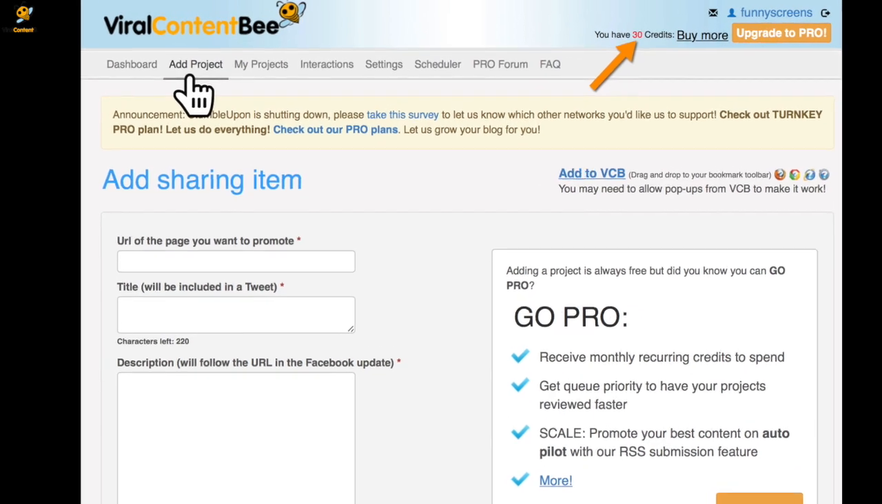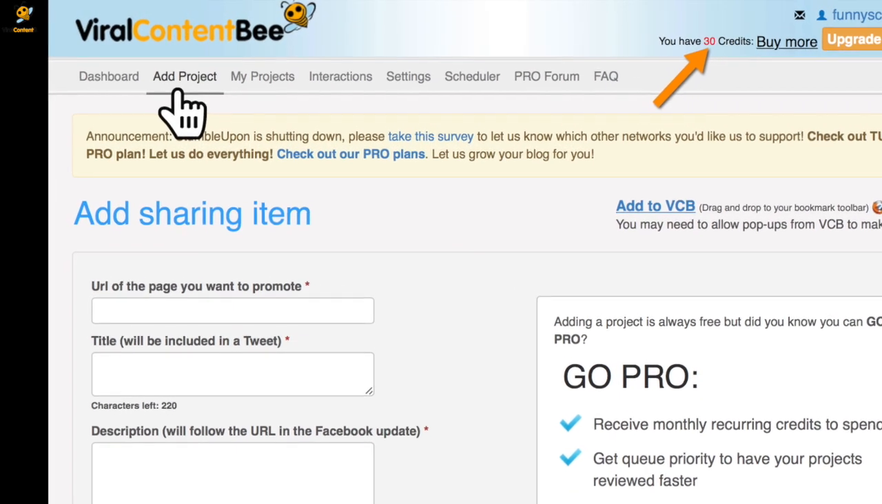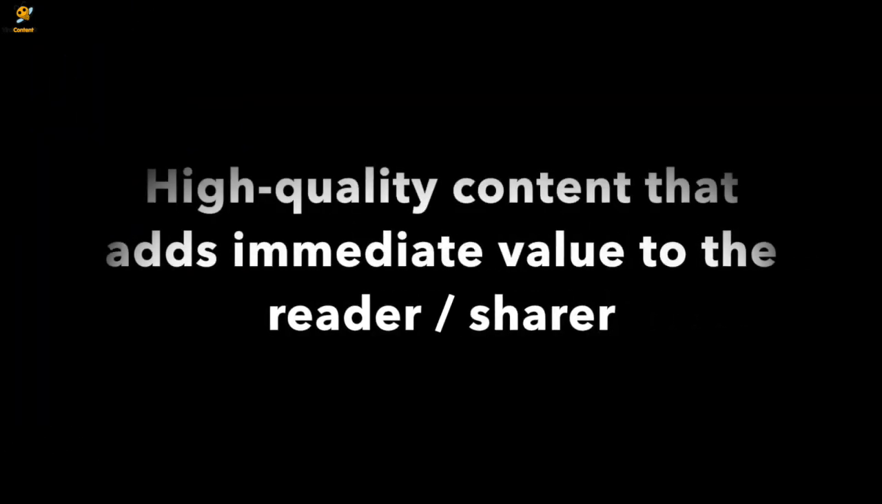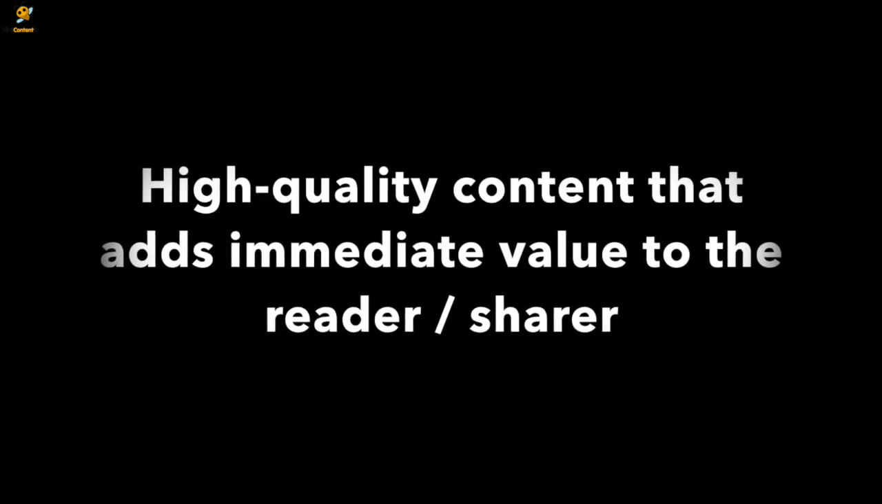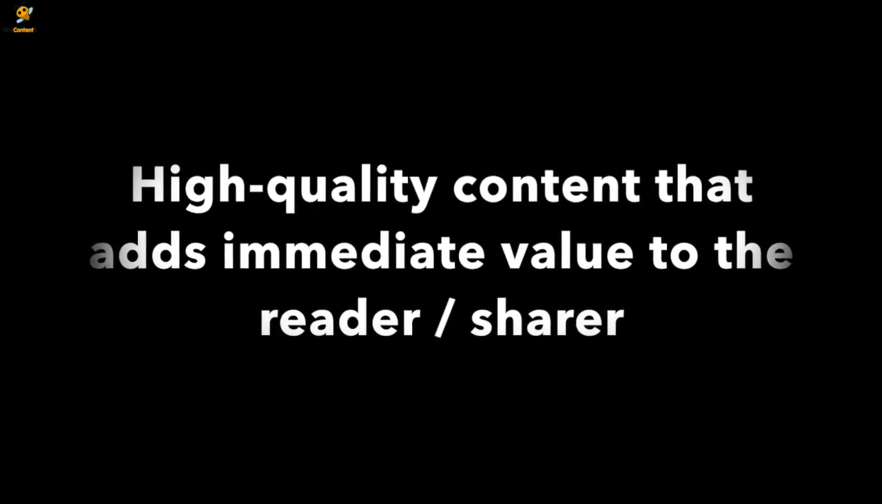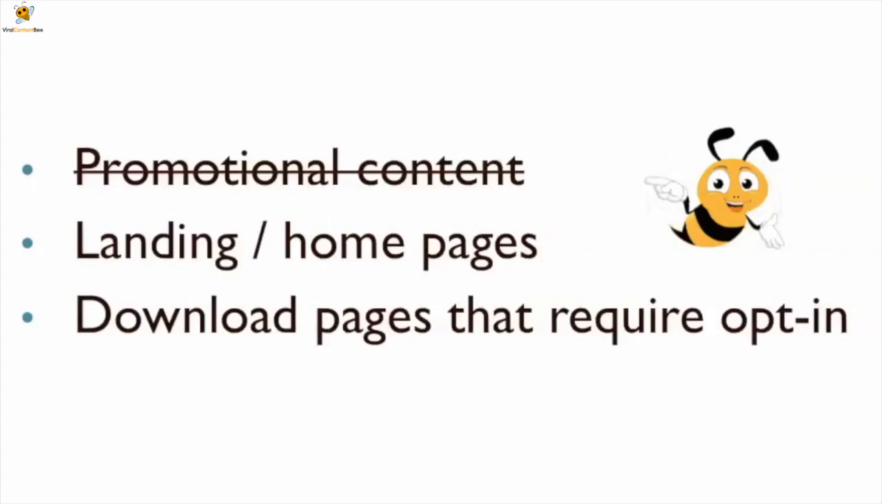When you have accumulated at least 30 credits, go ahead and add your own project. We only allow high-quality content to be shared through our platform because our users share content they like, and they trust Viral Content Bee to do the curation for them. So please don't submit promotional content, landing pages, or anything that doesn't provide an immediate value.